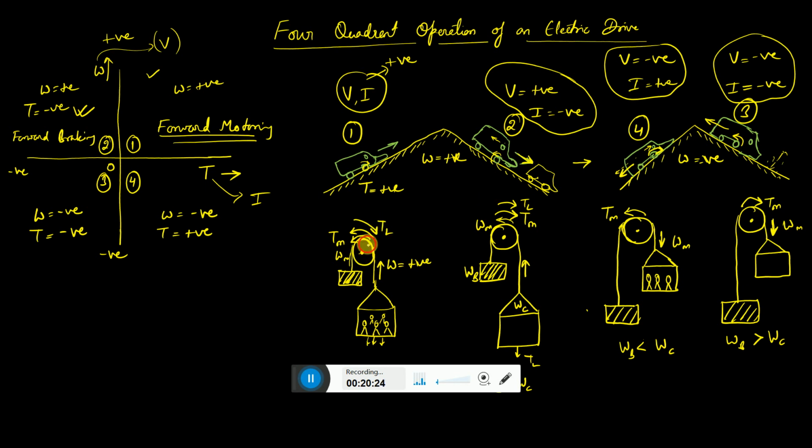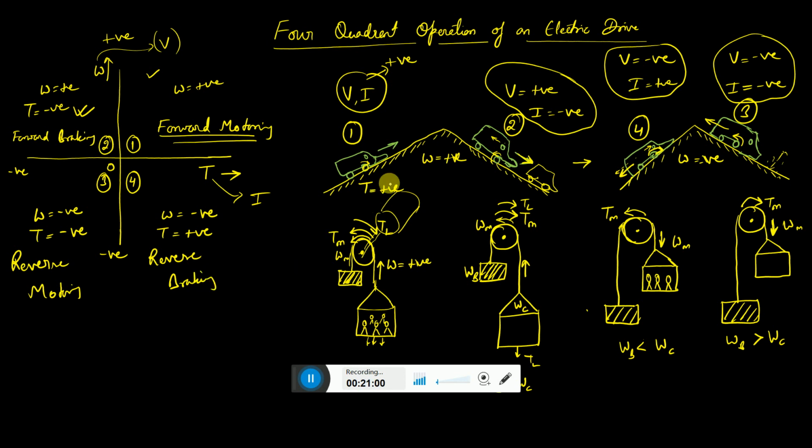It is the view of the motor shaft. The motor may be on the other side. By rotating it anti-clockwise, you are saying it is positive speed, and rotating clockwise, you are saying it is negative speed, and in this way you are trying to move it up and down. So as we write here, forward motoring and forward braking, quadrant number 3 will be reverse motoring, and quadrant number 4 will be reverse braking.